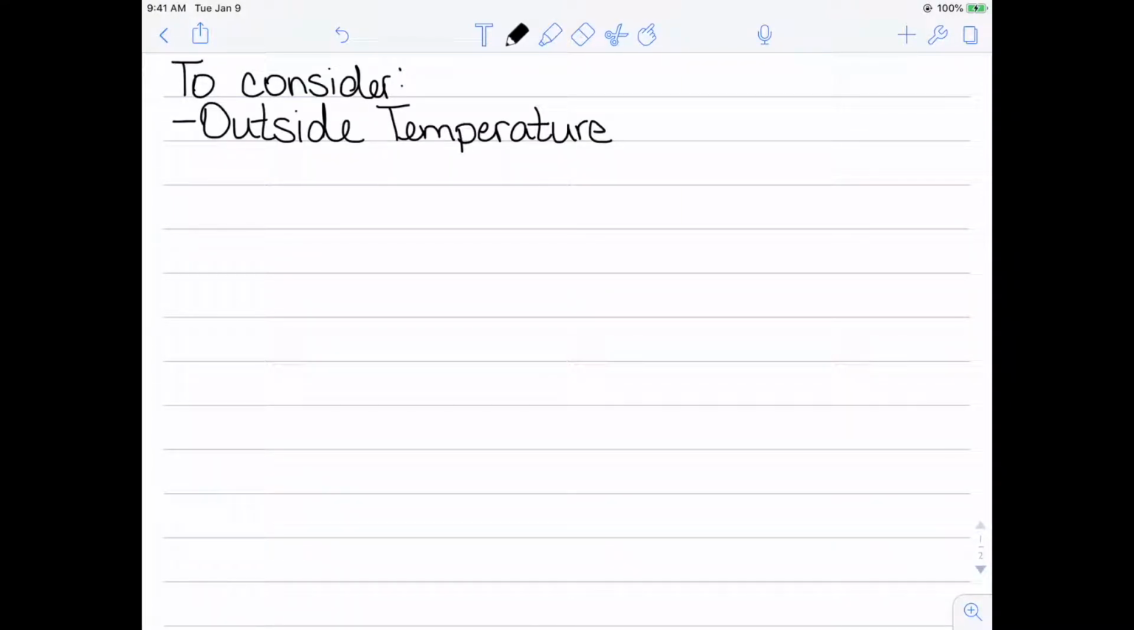Going to look at a very specific type of problem that looks at the heating and cooling of buildings. The idea is we want a model that describes the 24-hour temperature profile inside of a building. So in order to do this, there's a couple of things that we need to consider. The first thing we need to consider is what is the outside temperature.